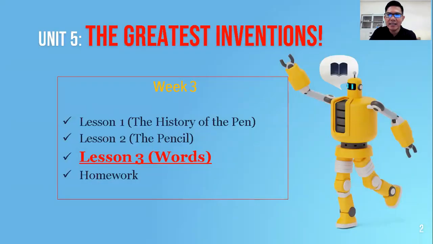This is our last part for this week's lesson. This is our Unit 5, Week 3, Lesson 3. Unit 5's title, The Greatest Inventions. On our first video, we had our reading, The History of the Pen. On our second video is also reading about the pencil and how pencils are made. And now this is our words. We will learn words from our lesson 1 reading.